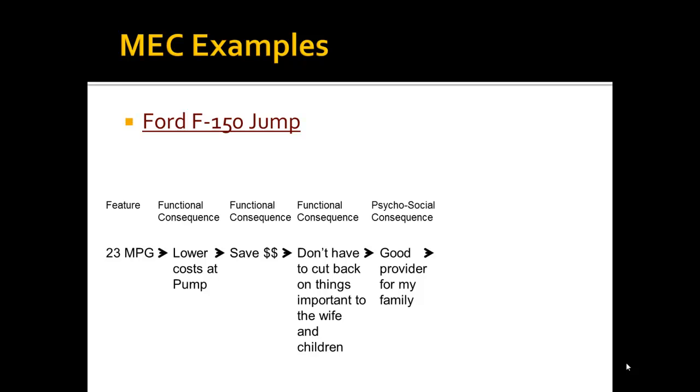That's going to lead to a psychosocial consequence that's relatively implied, but hey, now I can be a good provider for my family because I don't have to cut back on these things. And as a terminal value, that makes me a good family man, a good husband, and a good father. The commercial also did present another functional consequence of the 23 miles per gallon, and that was you could still get the job done, implying that the engine and the truck was still powerful enough for the type of work that you would use a truck for. It really didn't link up to any other values, which is not uncommon in a lot of commercials.